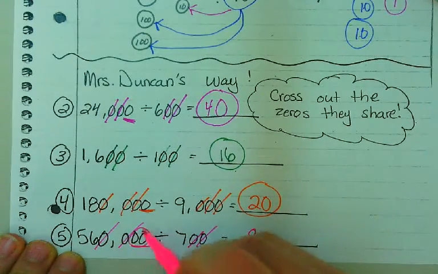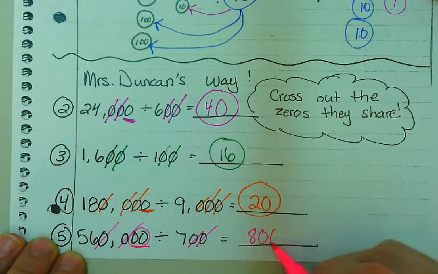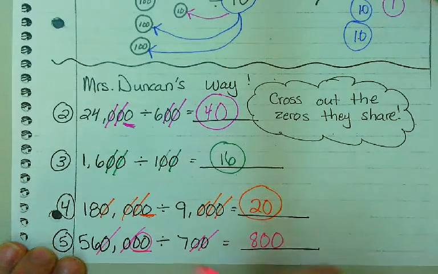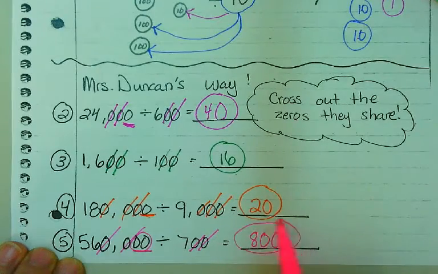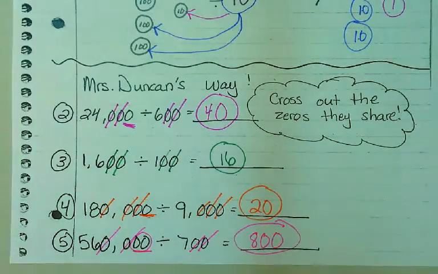And there are 2 zeros left. So I'm going to add those 2 zeros to my final quotient. So 560,000 divided by 700 is 800.